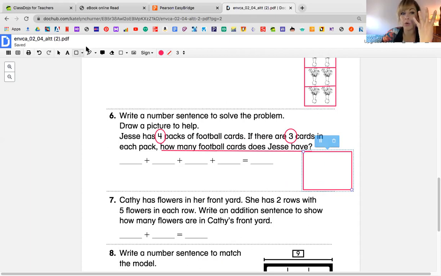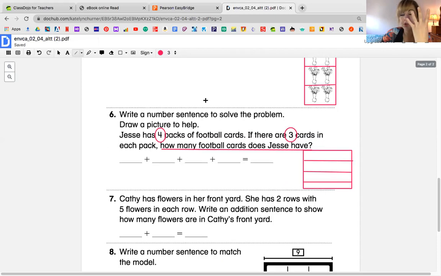So first things first, I'm going to take that first number and I'm going to make that my rows. So I have 1 row, a 2nd row, and a 3rd row. I may need to make this one a little bit bigger. Okay, now in each of those rows, there's 3 packs of cards. So I'm going to put the number 3 to make an array. 1, 2, 3, 1, 2, 3, 1, 2, 3, and 1, 2, 3.